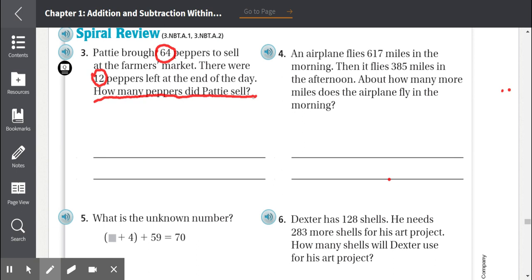So to find that out, we see also our keyword left. That's going to let us know to subtract. So I put my subtraction sign next to the word left, the amount left over. So let's begin subtracting. We start with the bigger number, 64 minus 12. So we start with the ones place. 4 minus 2 is 2. 6 minus 1 is 5. So how many peppers did Patty sell? 52 peppers.